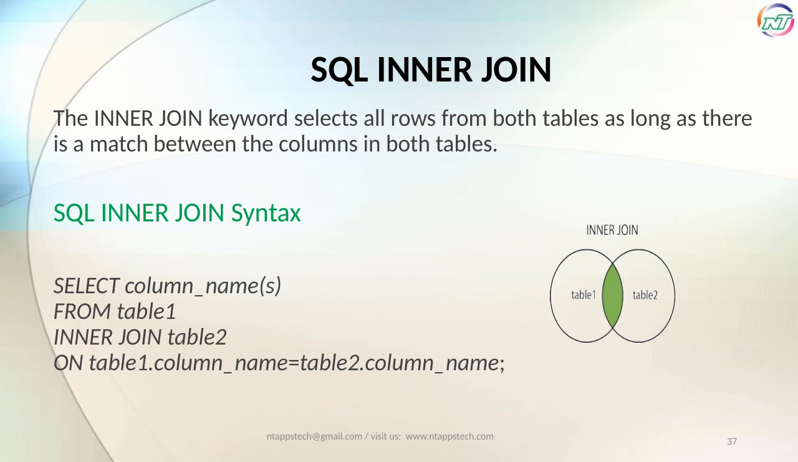The Venn diagram here shows this clearly by highlighting the overlapping area, meaning only the shared rows between the 2 tables are selected. This method ensures your results are precise, focusing on the data that exists in both places.